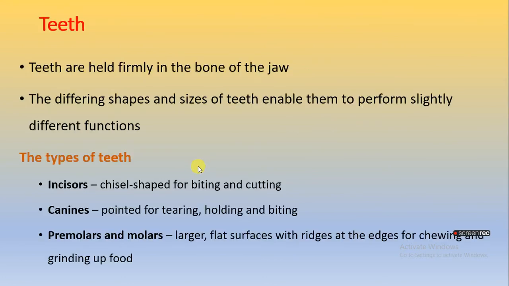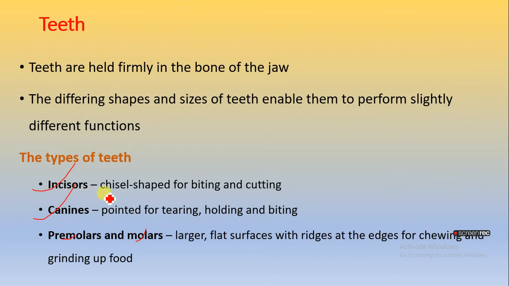So now let's look at the teeth. You find that our teeth are held firmly in the bone of the jaw. The difference in shape and sizes of the teeth enable them to perform slightly different functions. So there are four major types of teeth, which are the incisors, the canines, the premolars, and molars.